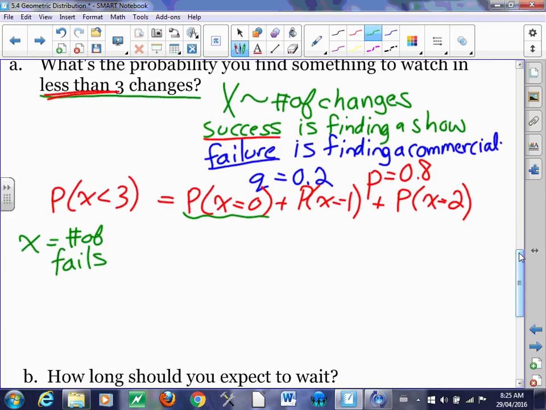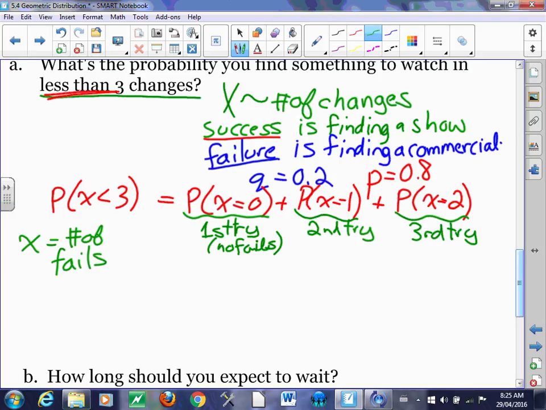So when you're talking about x equals 0, this means on the first try there was no fails. So right away you found something to watch. If you're looking at when x equals 1, that's going to be on your second try that you get success, because the first try is a failure, so your second try is success. So it's the number of failures before success. And when x equals 2, this is really your third try. So you had 2 fails before you got success on your third. Okay, so let's figure this out.